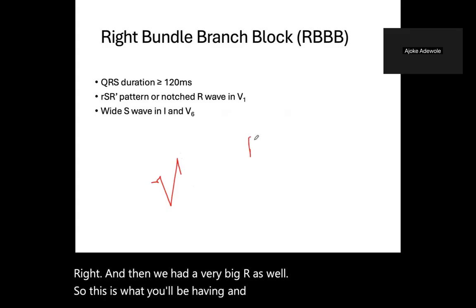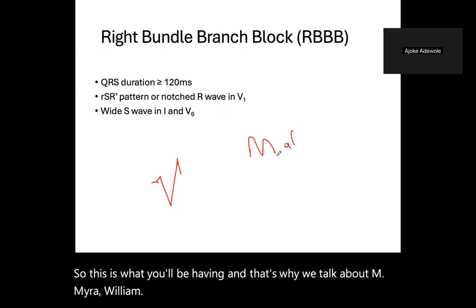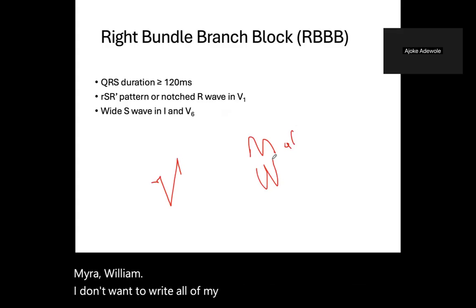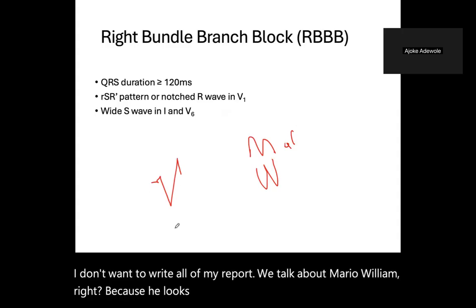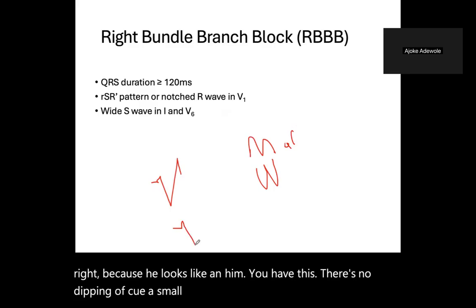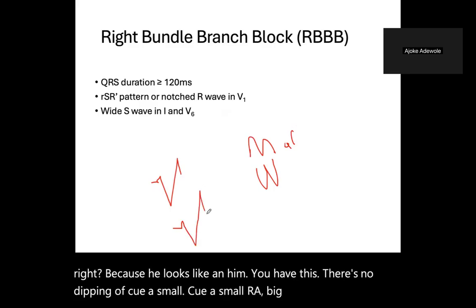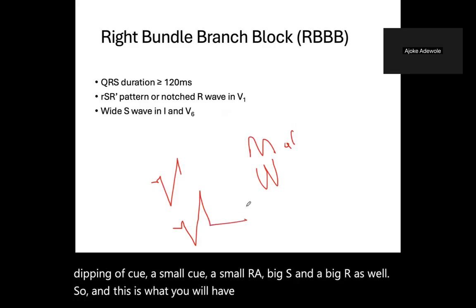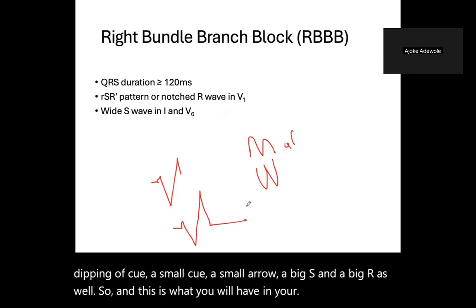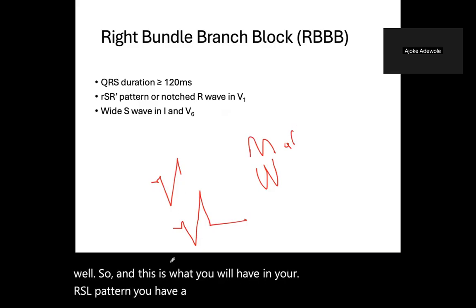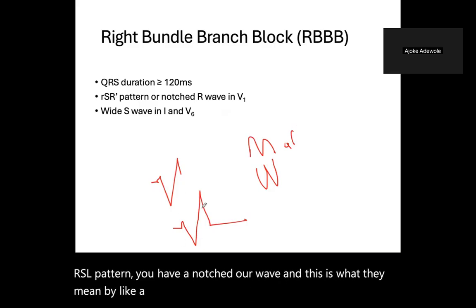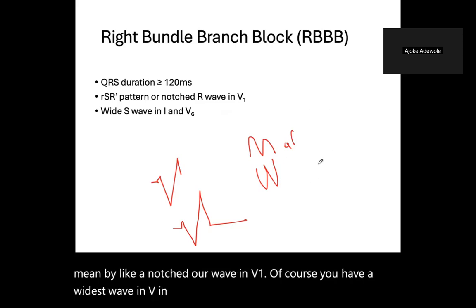And that's why we talk about Marrow-William. I don't want to write the whole of Marrow, but we talk about Marrow-William, right? Because it looks like an M. You have this, there's no dipping of Q, a small R, a big S, and a big R as well. And this is what you will have in your RSR pattern. You have a notched R wave, and this is what they mean by a notched R wave in V1. Of course, then you have a wide S wave in V1 and in V6.